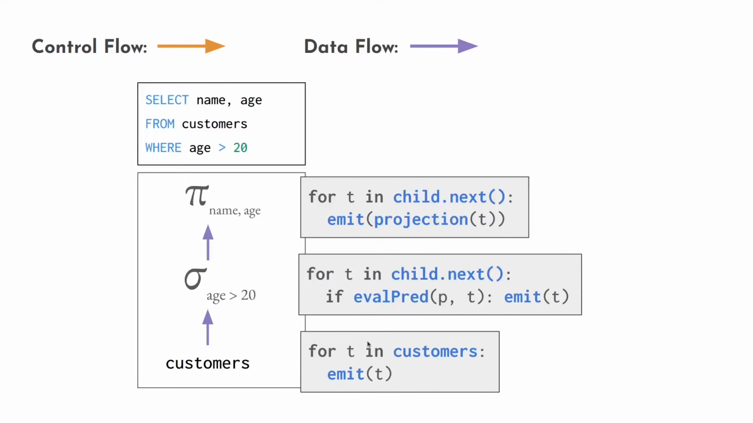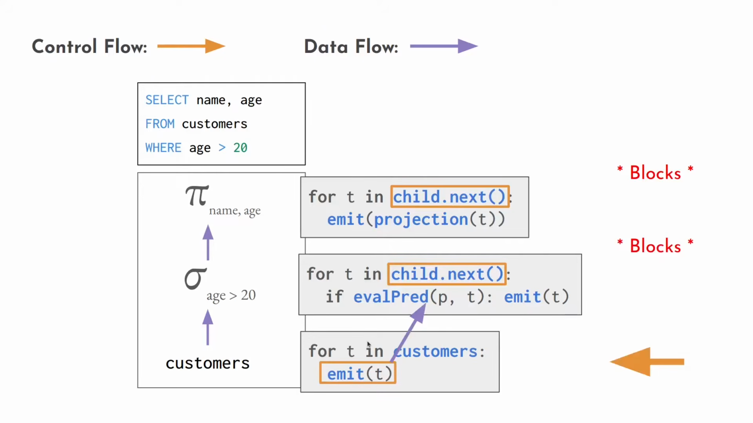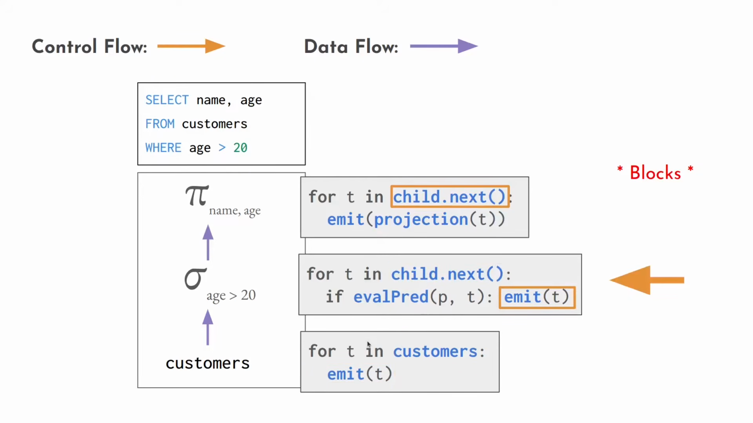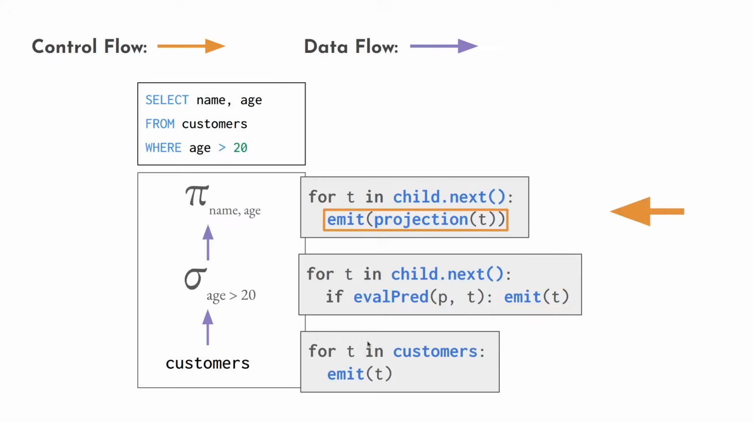This is a slightly more complicated query. Here things get more interesting. So we go to the root again, we call our child's next, that blocks. We go to the selection. This calls its child's next, which also blocks, and now we go to the child, that returns the tuple. Assuming that the tuple passes the predicate, we emit that back to the projection, which finally just projects the tuple.